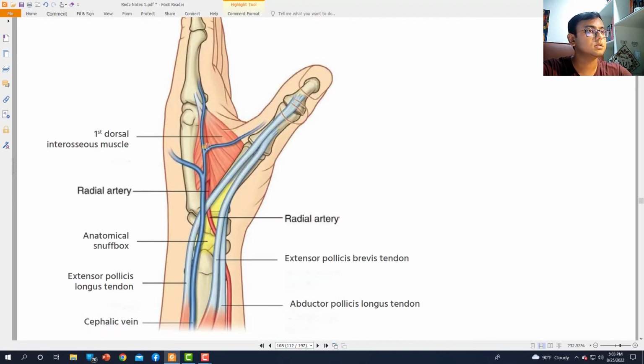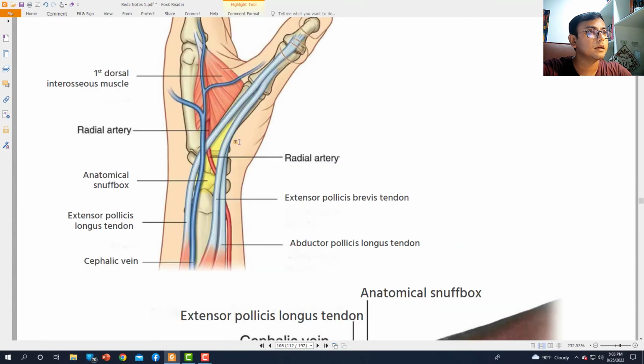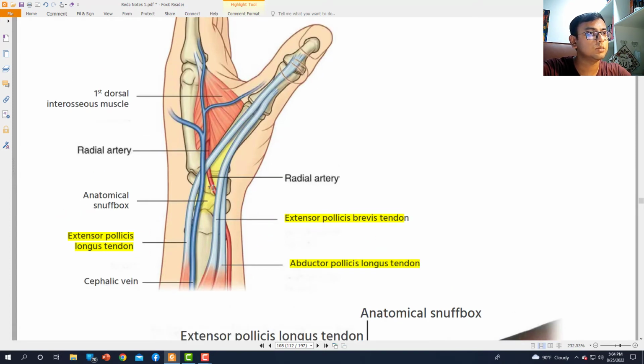So this is the anatomical snuffbox, and first, the radial artery is the content, and the three muscle tendons. Two are extensor pollicis brevis and abductor pollicis longus, laterally, then another one is extensor pollicis longus. These are the three muscles. This is called the anatomical snuffbox, and the content is the radial artery.